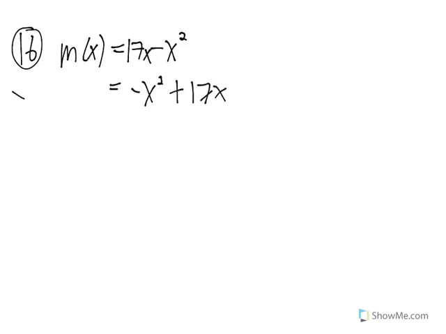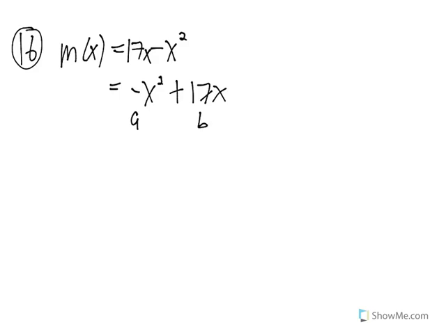So number 16. The number of mosquitoes, M of x in millions in a certain area, depends on the June rainfall, x in inches, given by M of x equals 17 minus x squared. What rainfall produces the maximum number of mosquitoes? So again, this is just like the last question, only let's put it in standard form first. So negative x squared plus 17x, or in normal descending order, right? And that way you can go, oh, right, a is negative 1, b is 17.